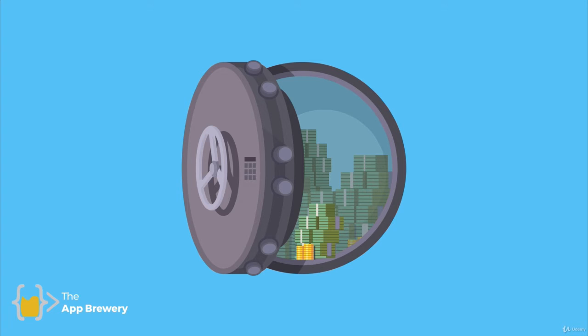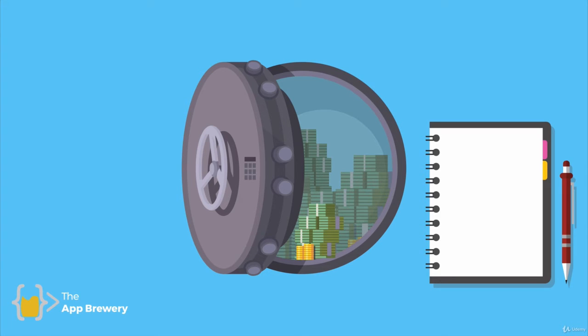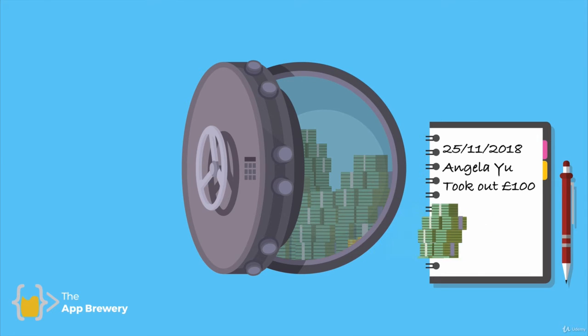So instead of simply having a bank where you just have some sort of notebook and everybody comes in and you say, my name was Angela Yu on the 25th of November, I took out £100, but actually you go in there and you just take a lot more.